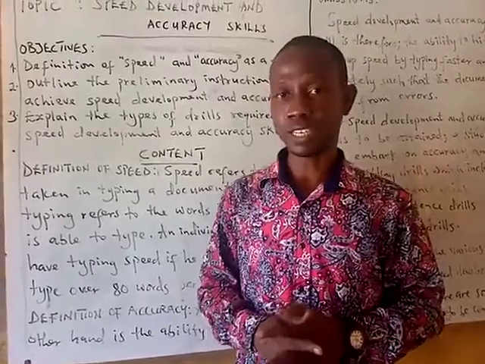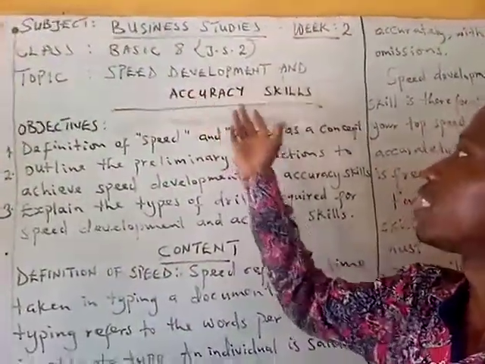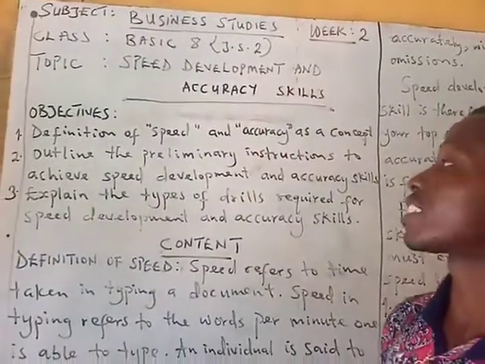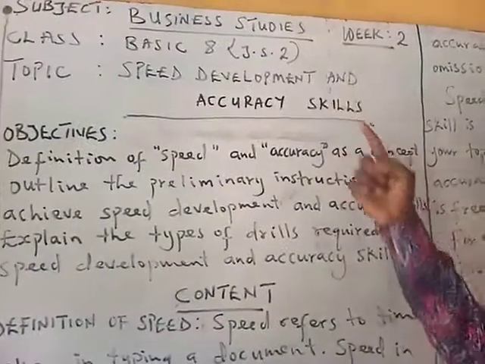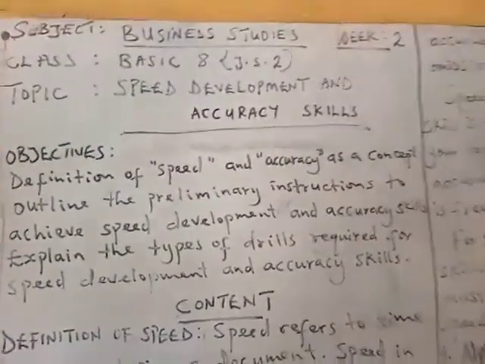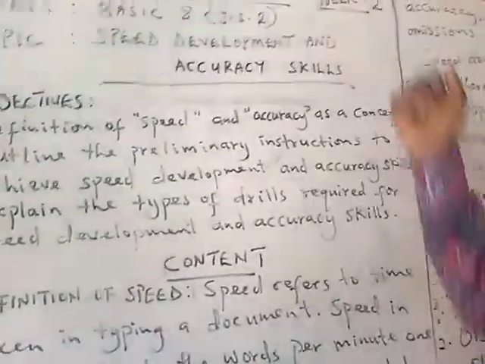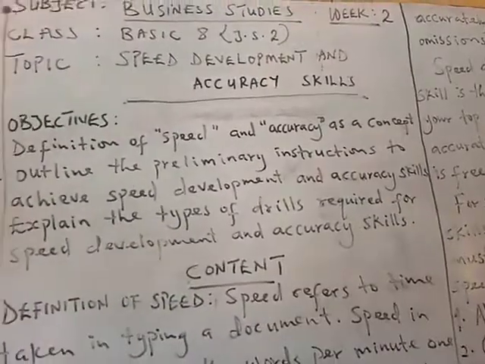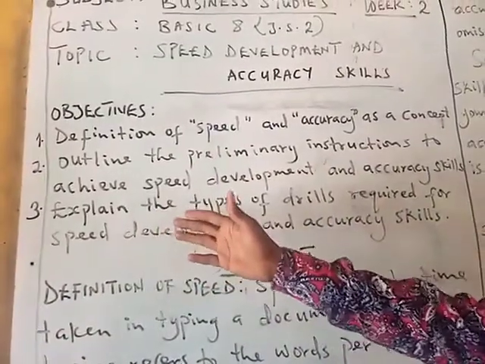So having said that, this morning we're going to a new topic that says speed development and accuracy skills. Again, speed development and accuracy skills. And this is Basic 8 JS2 class. Our objective this morning, we have 3 main objectives.